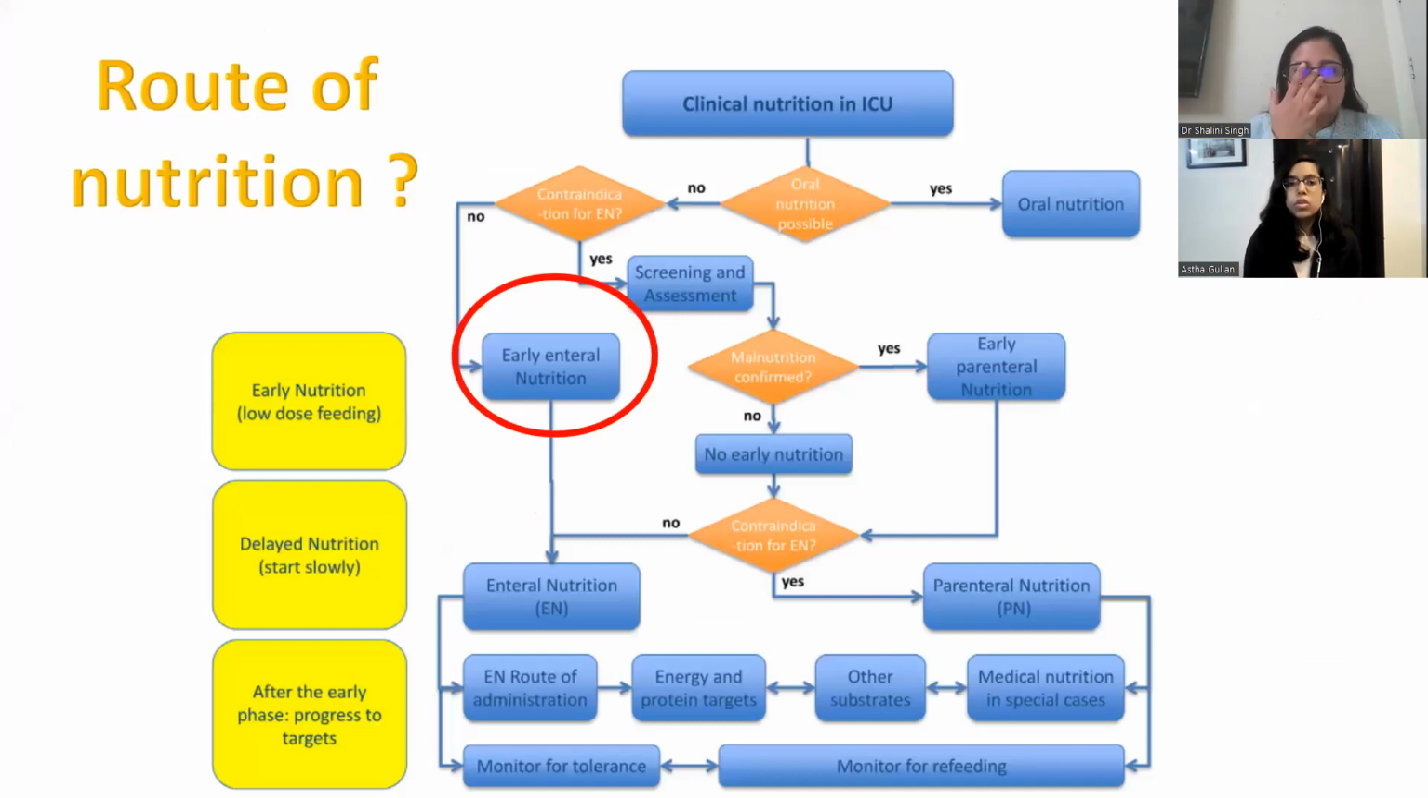Now, what route of nutrition should be given? For all the patients who are admitted in the critical care unit, the best route of nutrition is oral nutrition. So whenever possible, we will prefer to continue oral nutrition. However, if there are any contraindications for the same, or if oral nutrition is not possible because the patient is drowsy or is intubated, these are the conditions where we will go for alternate routes of nutrition, where we have enteral nutrition as the most preferred route.